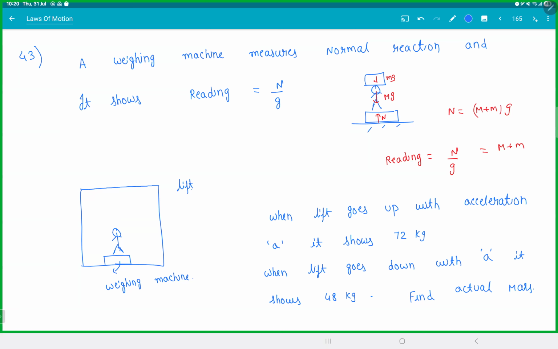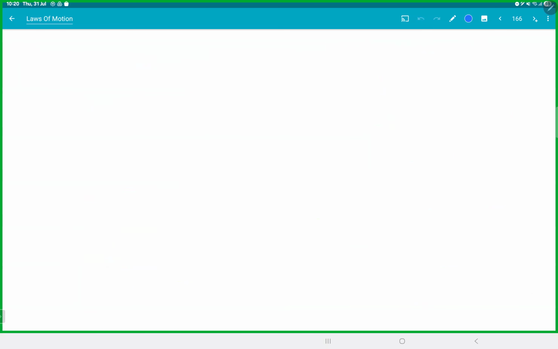Let's see. Yeah, 60 is the answer. I think most of you got it. Draw the picture, same story. The person is standing inside a lift. Let the lift go up with acceleration a. Now, if I draw the FBD of this person, what are the forces? Normal reaction, his own weight mg, and acceleration up.